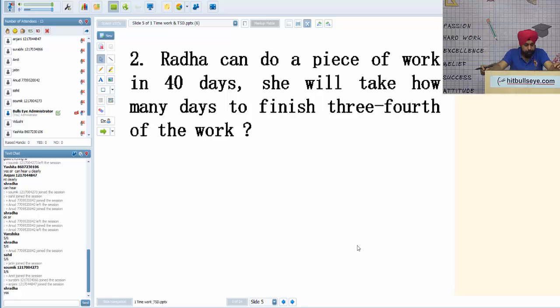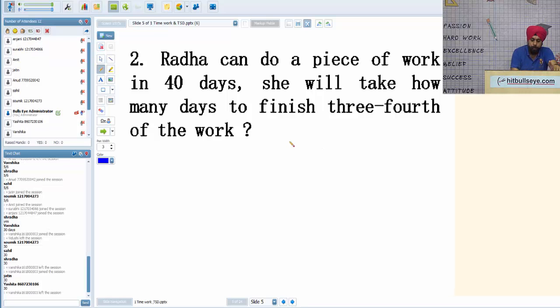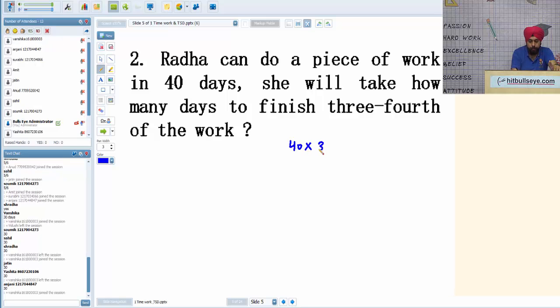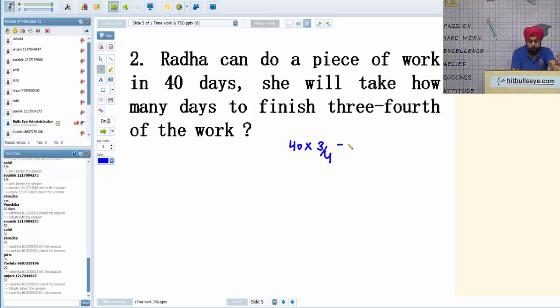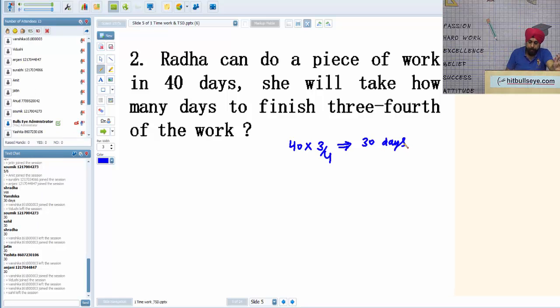This one, try and answer this. So perfect, you're giving the answer to be 30. Now Radha can do a piece of work in 40 days. Students, if you are able to do a piece of work in 40 days, so if you only want to do 3/4 of the work, you will take 3/4 of the time. Now 3/4 of 40 happens to be 30 days. As the question talks about days, it is 30 days. I hope it is again clear.